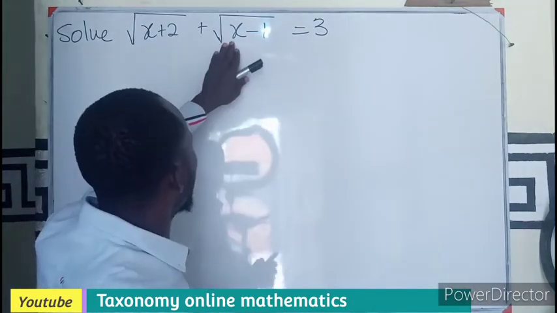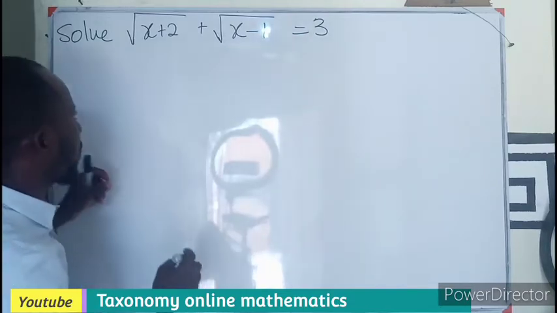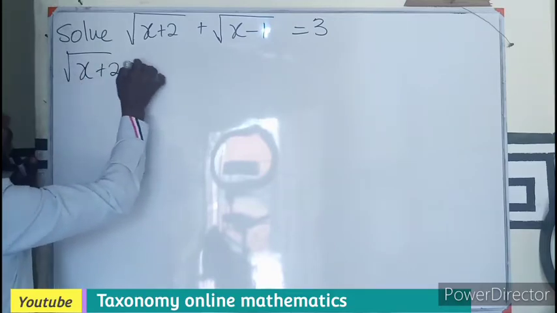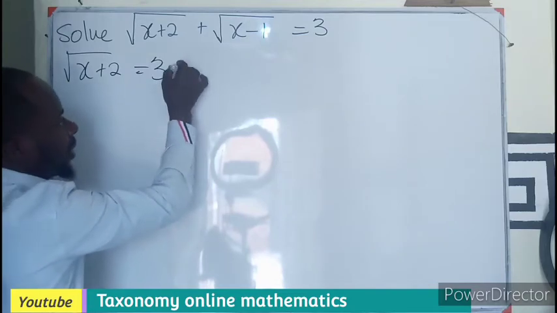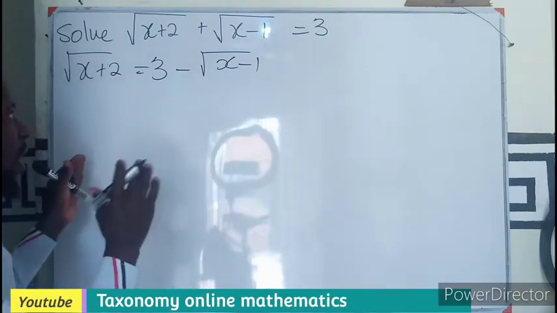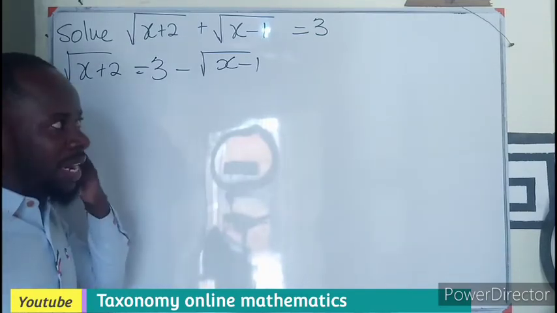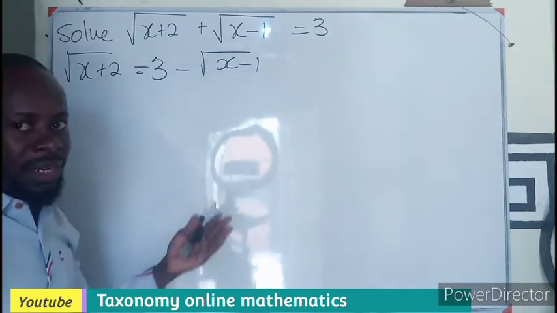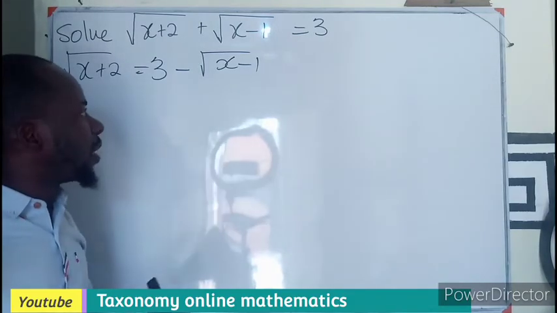So I can decide to maintain the first one and send the other one to the right. So I'll be having the root of x plus 2 equals to, since I have 3 here already, I maintain the 3, then this is going to be minus root of x minus 1. So now at this point I have the square root at both sides of the equal sign. So the next thing to do is to eliminate our square root, and we know the best way to cancel the square root is what? Using the square of the two sides.